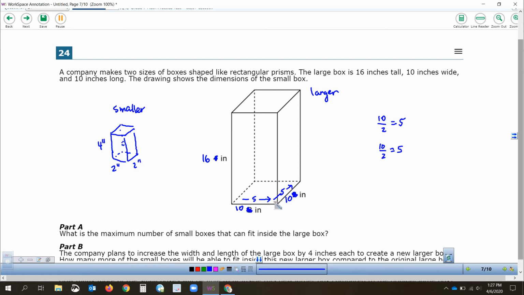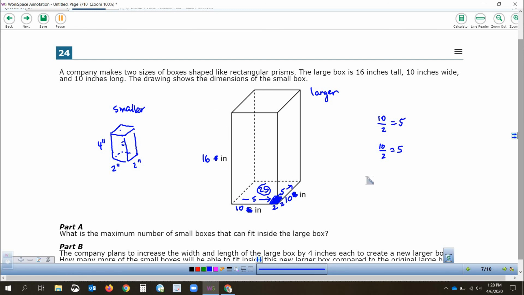So if we could get 5 boxes across and 5 boxes that way, how many total boxes could we fit along the bottom? The answer is 5 times 5, or 25. So using length and width alone, we could get 25 boxes in. Each one of those boxes would be 2 by 2, right? Can you picture a box right here? 2 by 2. And we could fit 5 that way and 5 that way. And that would be 25 of those smaller ones.